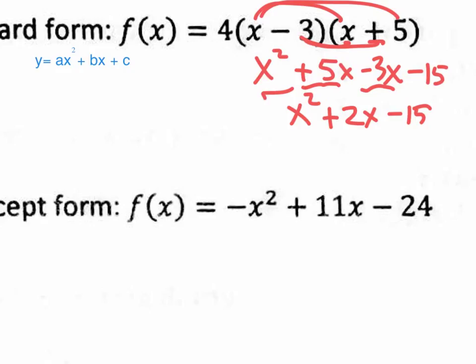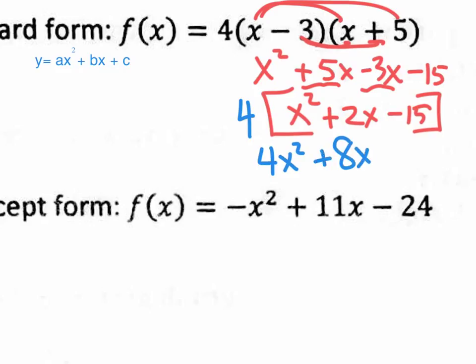Now this still needs to be multiplied by 4. This outside 4 right here has to come down, and I want to write it right here. So I want to distribute that 4, and it's going to become 4x squared, plus 8x, and minus 60. Ladies and gentlemen, this is our new standard form equation. It's right here. Let me box that in for you.